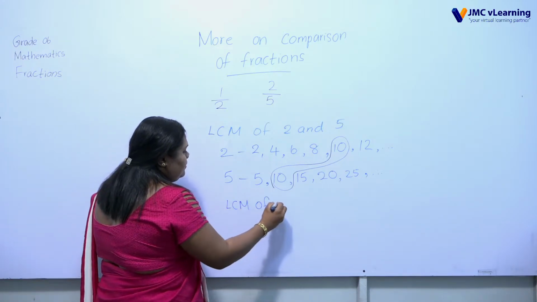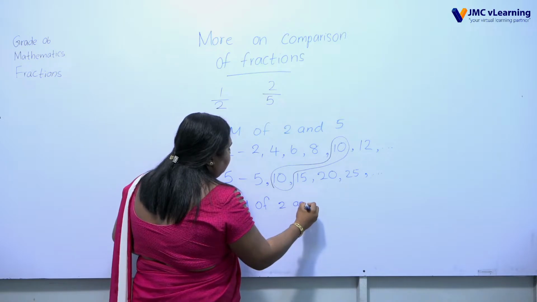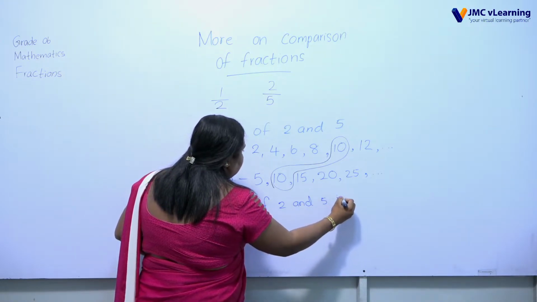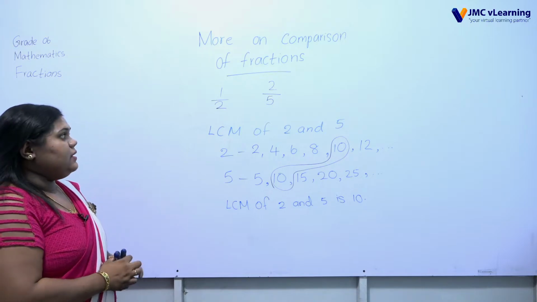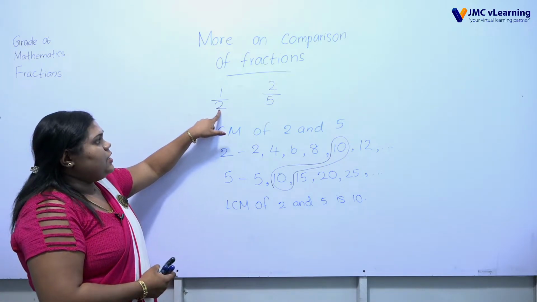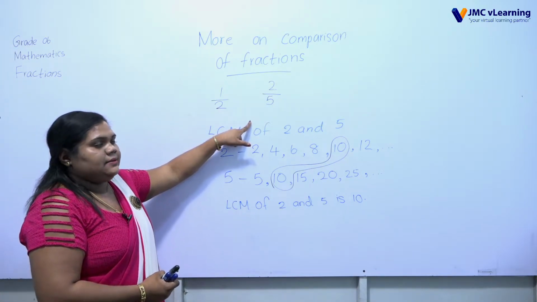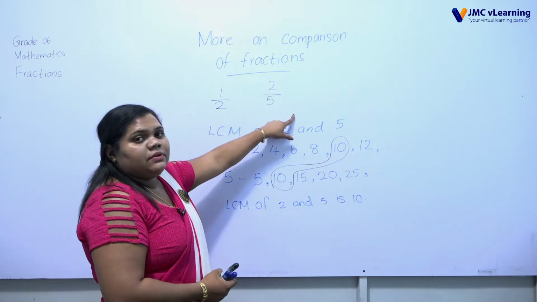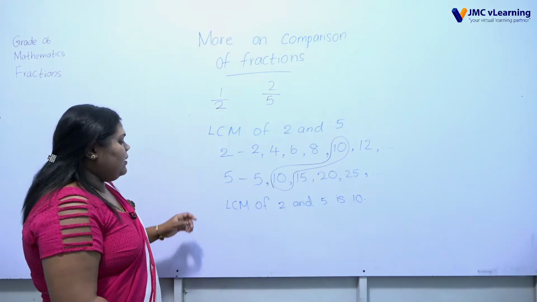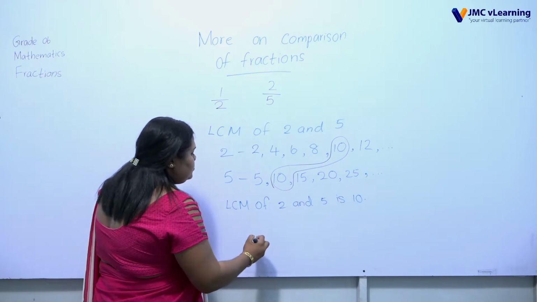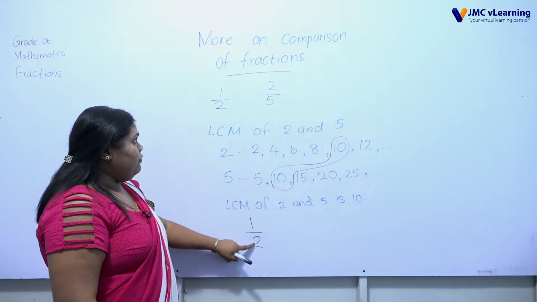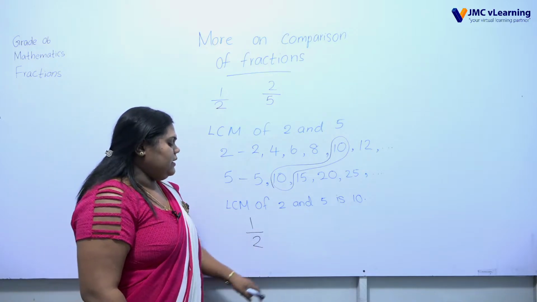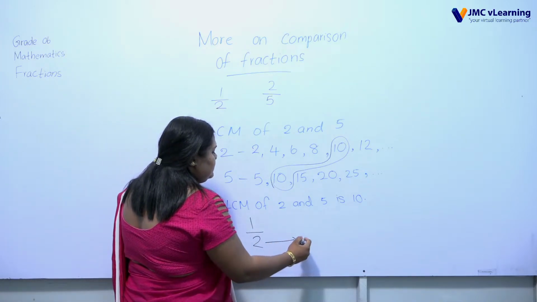LCM of 2 and 5 is 10. It means, children, now you want to convert this denominator to 10. This 5 we want to convert to 10. Okay. Now 1 out of 2. This 2 we need to convert into 10.